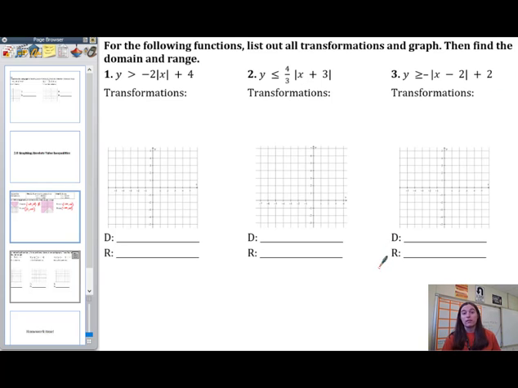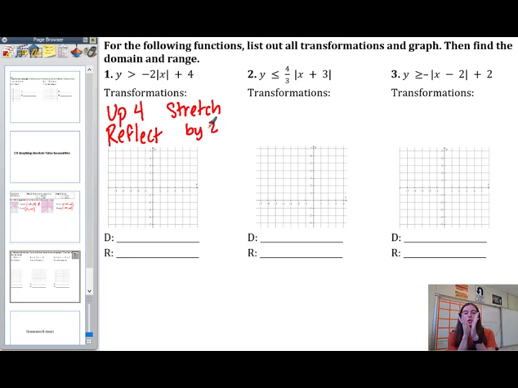Now let's practice actually graphing these ourselves. First, we need to list out our transformations. Then we'll check and see if we need a dashed line or a solid line and where we're going to shade. In number 1, y is greater than negative 2 times the absolute value of x plus 4. This plus 4 on the outside tells me I'm going to go up 4 from the origin to find my new vertex. There's nothing inside the absolute value besides the x, so there's no left or right shift. The negative out front tells me we're going to reflect over the x-axis. And the 2 tells me we're going to stretch by 2. So our graph is going to get a little bit skinnier and taller.